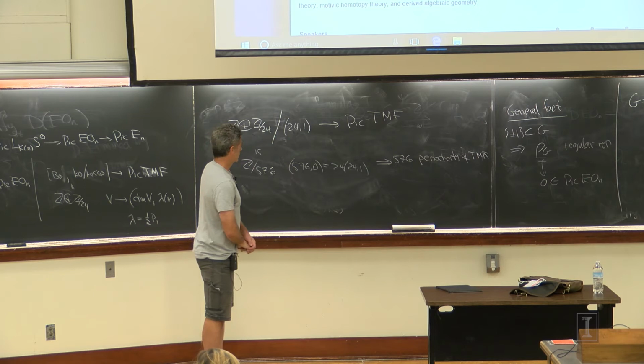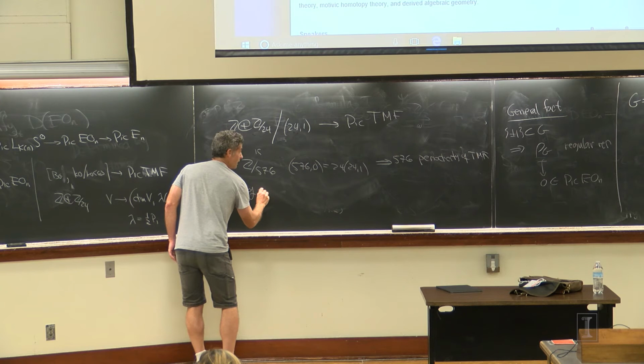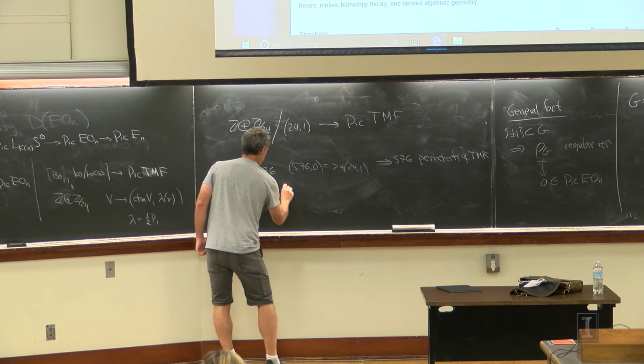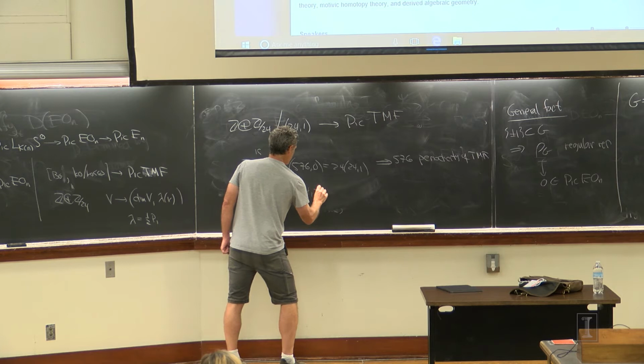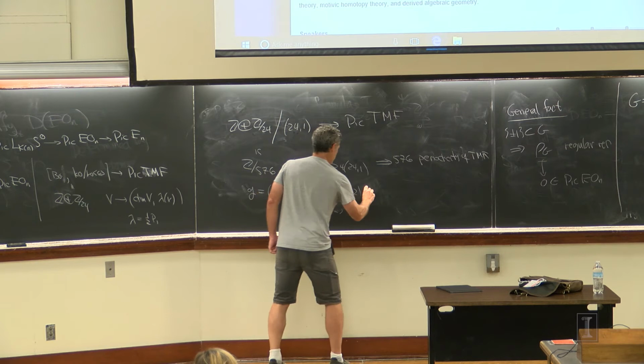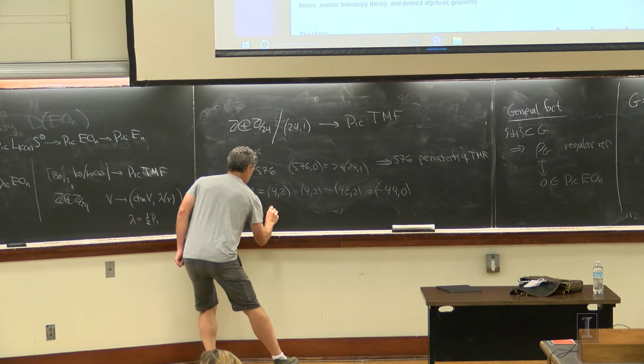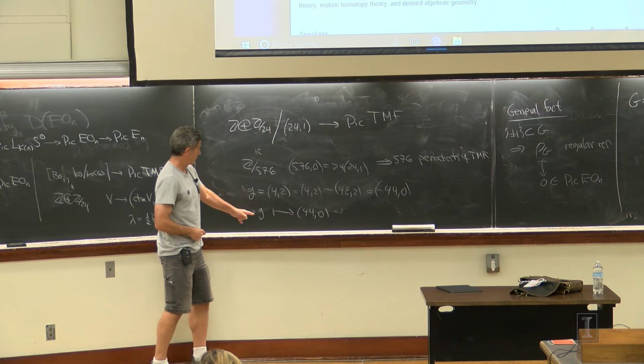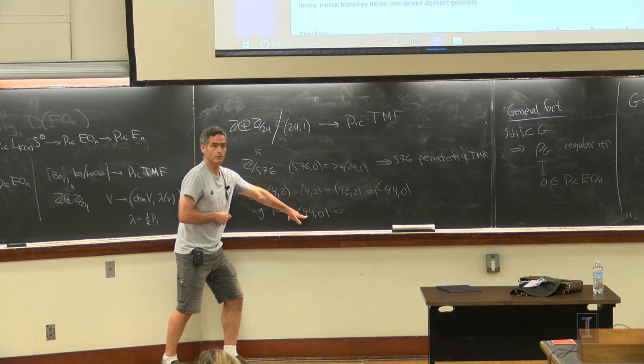Now, what was the thing we were interested in? We were interested in the fate of minus G. Well, G was 4.2. And so that's equal to 4.2 minus twice that, 48.2, which is minus 44.0. And so minus G goes to the element 44.0. And that's what we needed to prove, that the dual, which is the thing shifted by this minus G, is the 44-fold suspension. So I'll just pause for a minute for that to sink in.